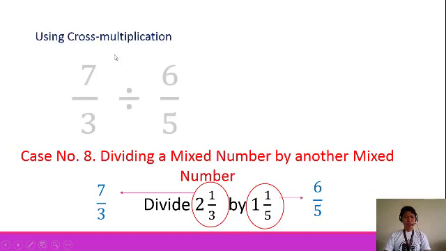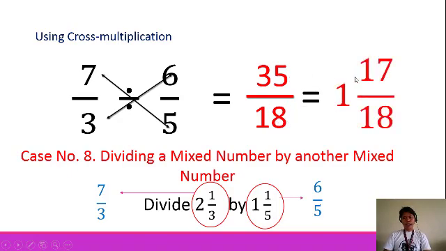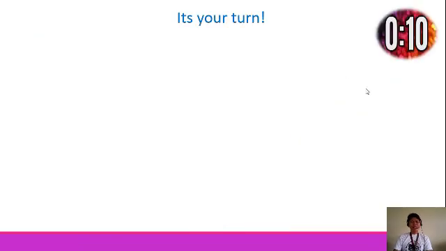Next, by cross multiplication, we have 7 over 3 divided by 6 over 5. 7 times 5 is 35. And 6 times 3 is 18. Or you can write this as a mixed number. 35 divided by 18 is 1, and then there is a remainder of 17. So 1 and 17/18. This time it's your turn once again.